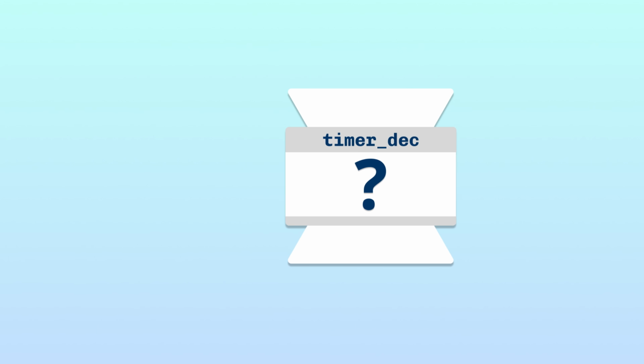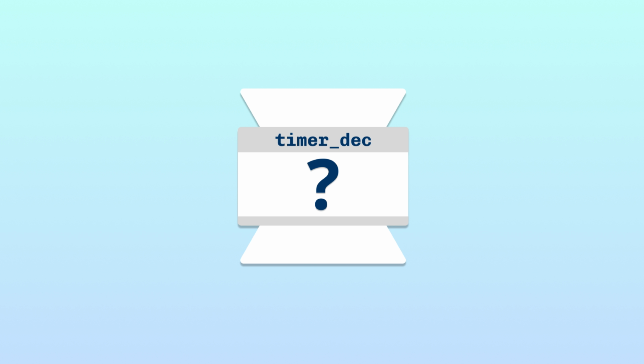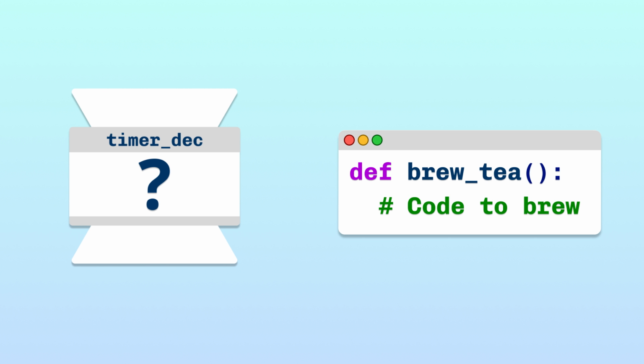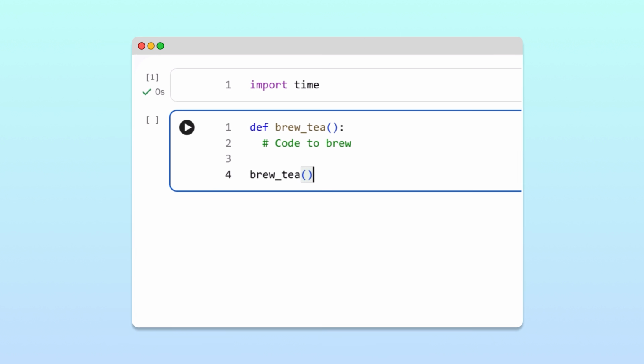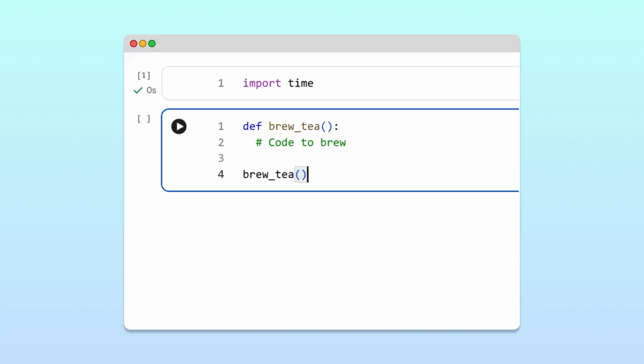Okay, but what's the point? Why use decorators to add on extra code when we could simply include the additional operations in the original function definition? Let's see why by developing our tea brewing example a bit.